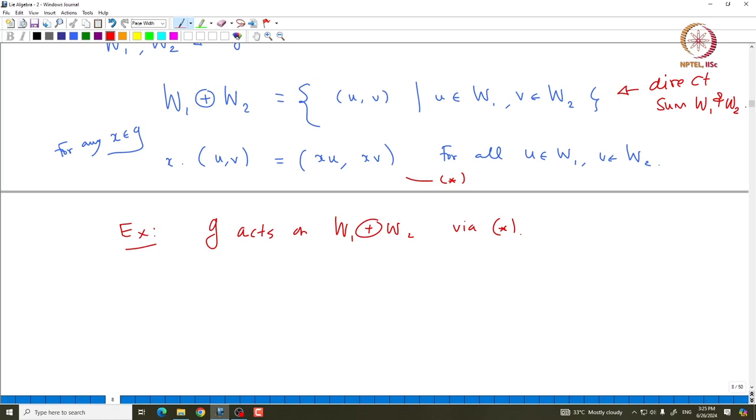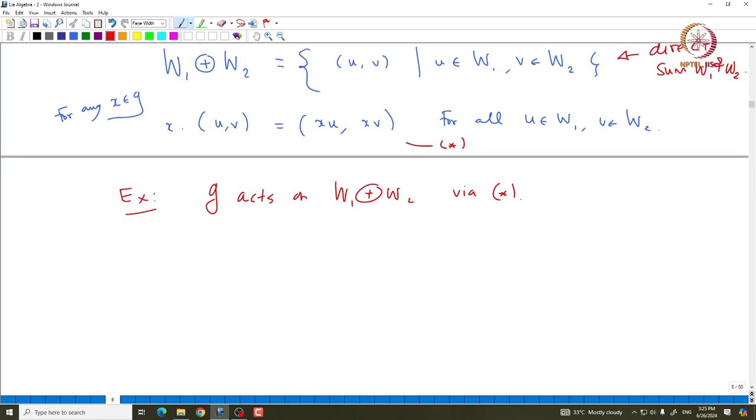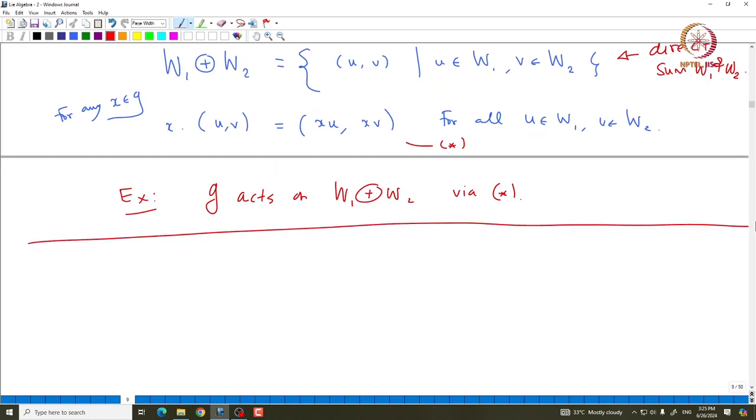So now one can actually prove what we promised. But let's actually see some more examples before getting into the proof of the complete reducibility characterization. So here is a basic example.